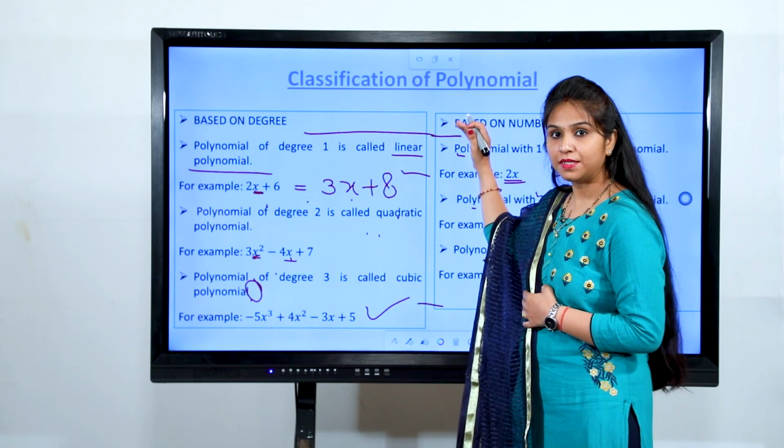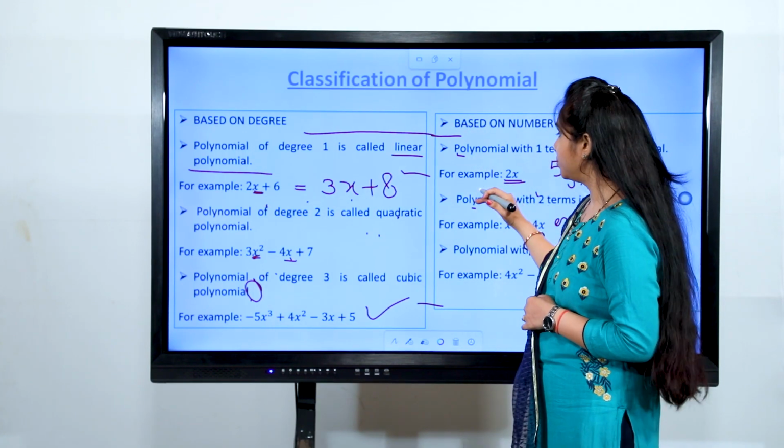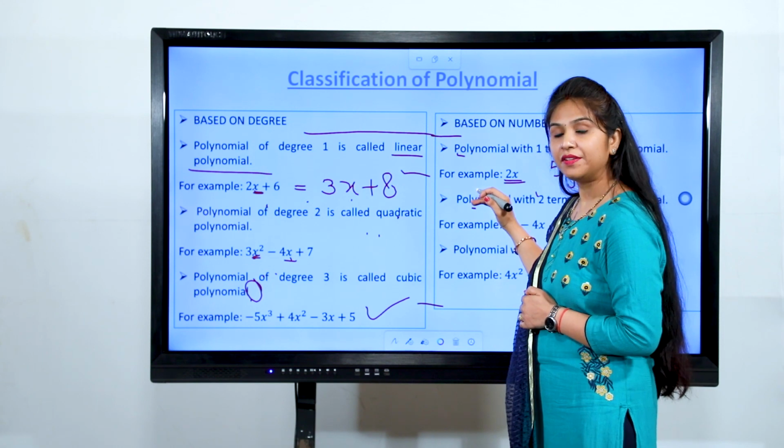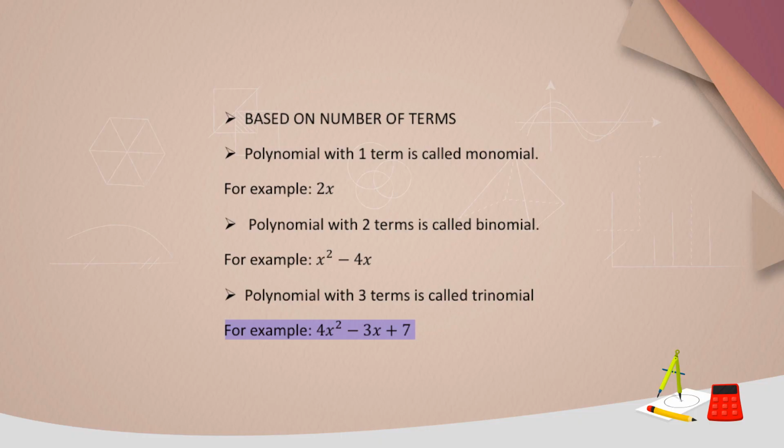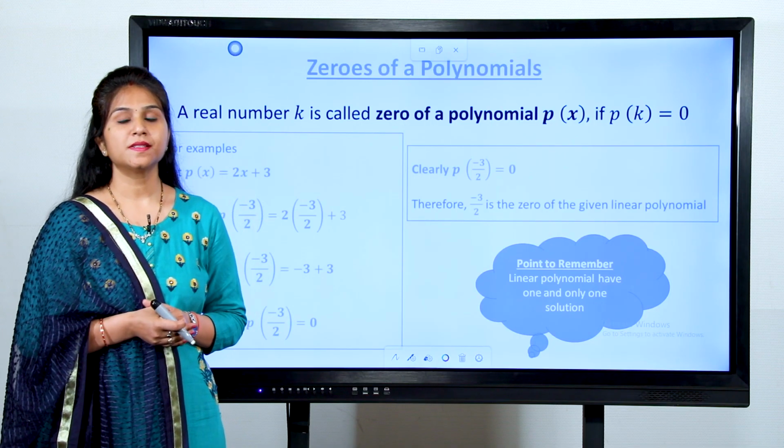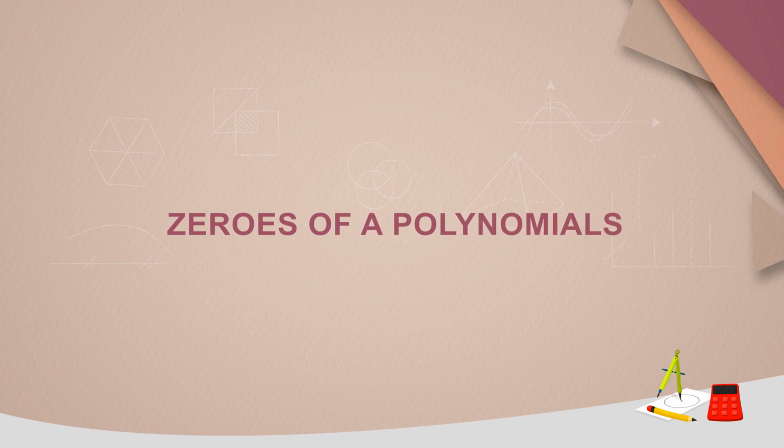So when we have one term, it is a monomial. When we have 2 terms, it is a binomial, and when we have 3 terms, it is said to be a trinomial. And this is an example of a trinomial. Next, we are going to discuss zeros of a polynomial.